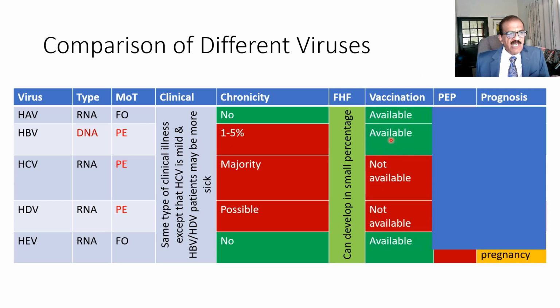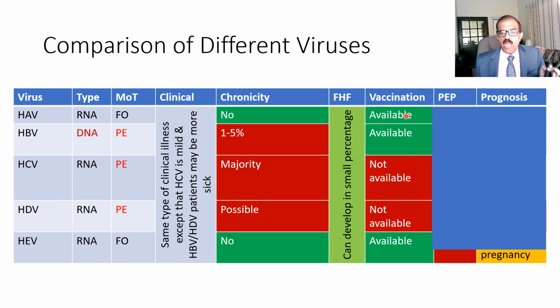Now, vaccination for hepatitis A virus is available. For hepatitis B, it is available. And for hepatitis E, it is also available. For hepatitis C, we do not have any vaccine. For hepatitis D, we do not have any vaccine. So I think these three, A, B, and E, are completely preventable by vaccination. Hepatitis B vaccination is actually universal these days, but others are optional.